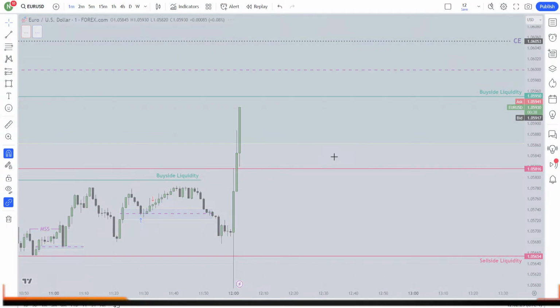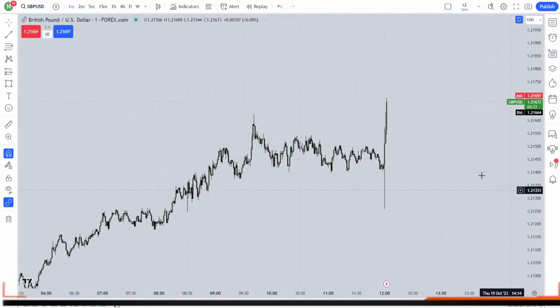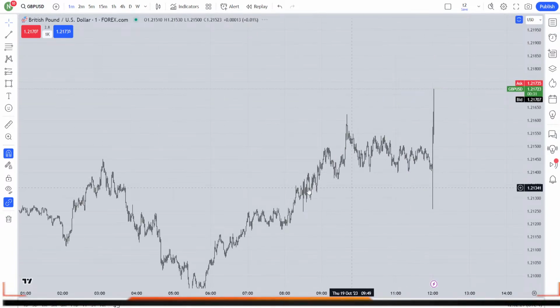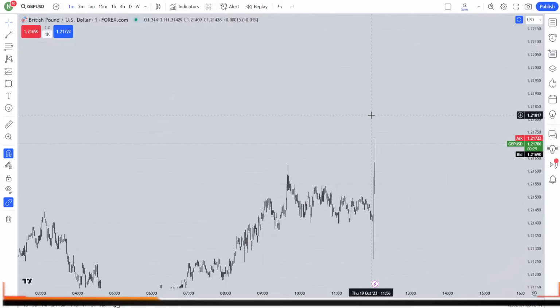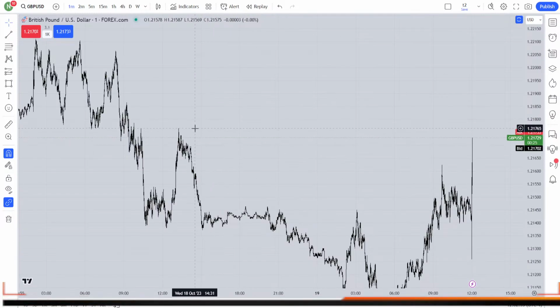I'll go to the GBP USD. I mean, they are going the same way. It has also taken the sell side liquidity. Now it is going higher. Maybe there is some kind of buy side liquidity.